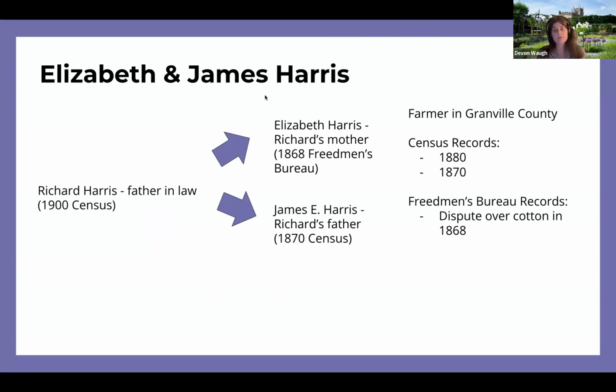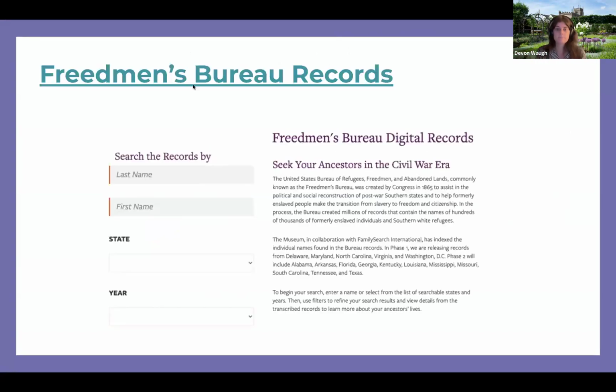And in the Freedmen's Bureau records, I found his mother listed in a dispute over cotton. The Freedmen's Bureau records look like this. They're very basic. They're a free tool, so they're not a library database through the NC Live collection. And I just put in first name, last name, state, and year. But having Granville County as that county helped significantly.